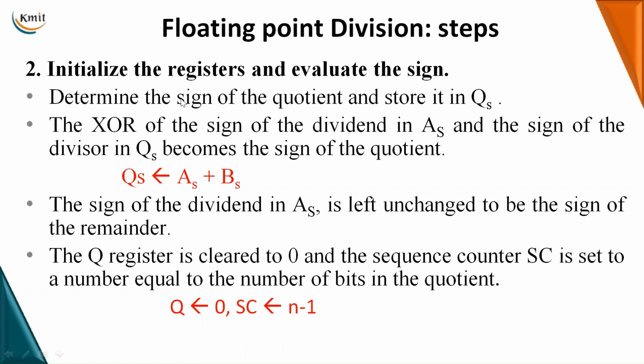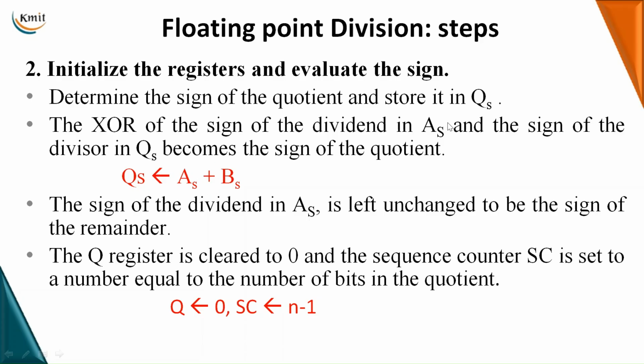You need to determine the sign of the quotient and store that sign into a flip-flop of your quotient, which is the QS flip-flop. So how do you calculate the sign of your quotient? By performing an XOR operation on the sign of the dividend, which is stored in AS, and the sign of the divisor, which is stored in BS. QS stores the sign of your quotient, and AS stores the sign bit of your dividend. So you have to perform an XOR operation. This is not plus, this is actually an XOR operation.